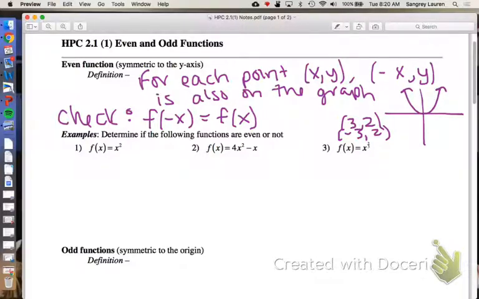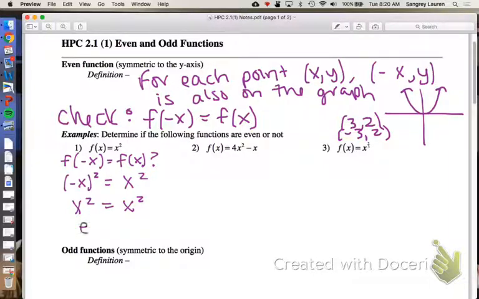So let's check number 1. Our function is x squared. We want to see if it's even or not. Remember, we're checking whether f of -x equals f of x. That's what we want to know. Anywhere there's an x, I'm using the opposite of x. So we have (-x) squared, which equals the plain old f of x function, which is x squared. Obviously, (-x) squared is equivalent to x squared. So now we see that x squared equals x squared. Since they came out equivalent, this is an even function.